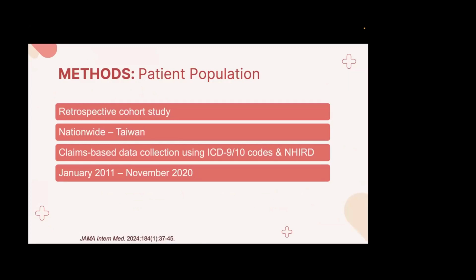This was a retrospective cohort study that was conducted completely in the country of Taiwan between January 2011 and November 2020. Data was obtained completely through claims-based data, utilizing Taiwan's National Health Insurance Research Database, which is a database that contains all data for all medical claims covered by their national health insurance program. Something that's also notable is that the insurance program does cover nearly 99% of that nation's population.